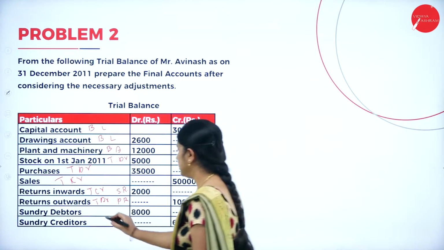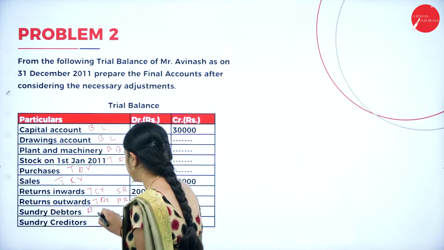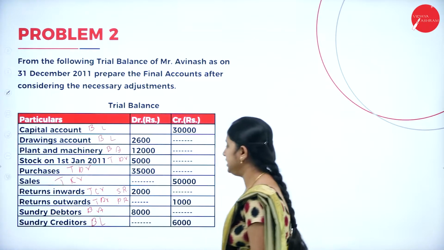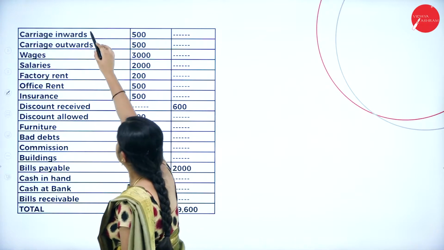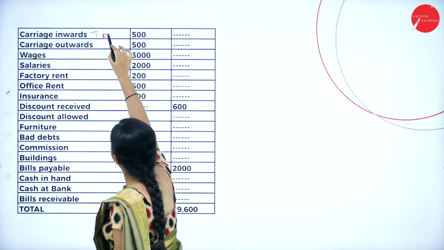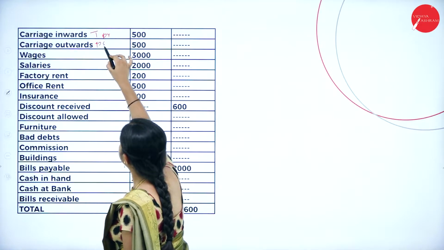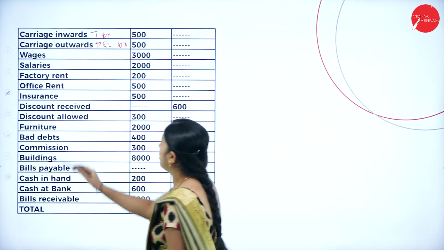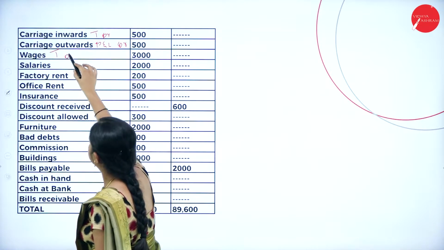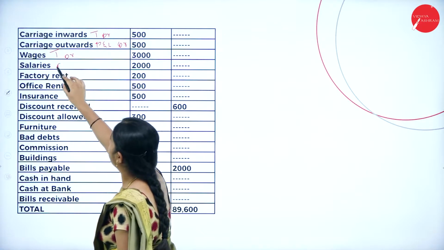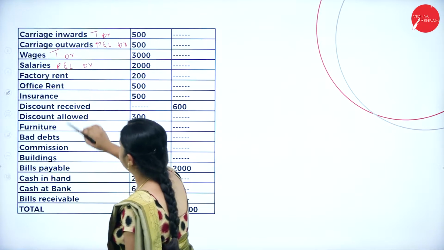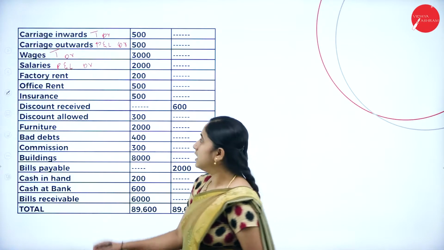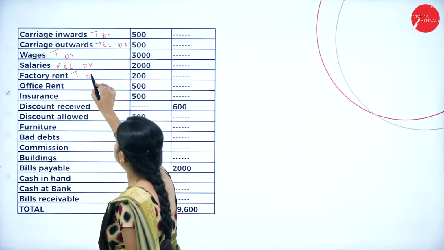Next, sundry debtors. Debtors is an asset, comes under balance sheet. Creditors, balance sheet, liability. Next, carriage inward. Trading account, debit side. Carriage outward. Profit and loss account, debit side. Indirect expenses. Wages, trading account, debit side. Salary, profit and loss account, debit side. Factory rent, factory expenses. Factory expenses comes in trading account. So trading account debit side.